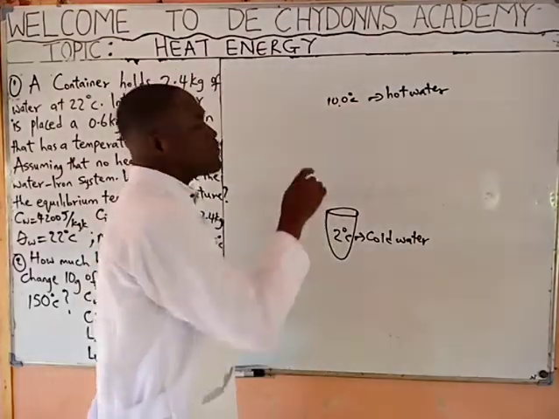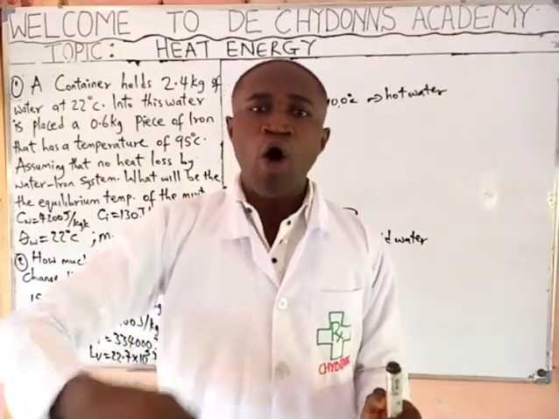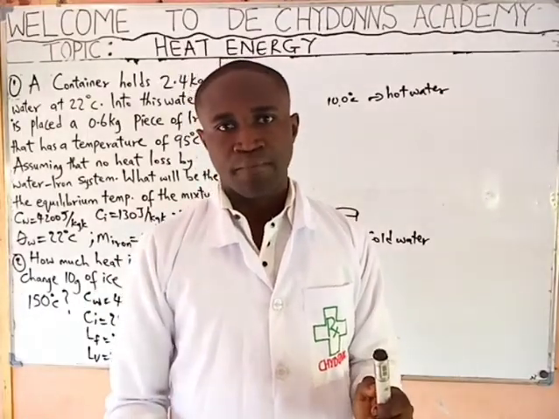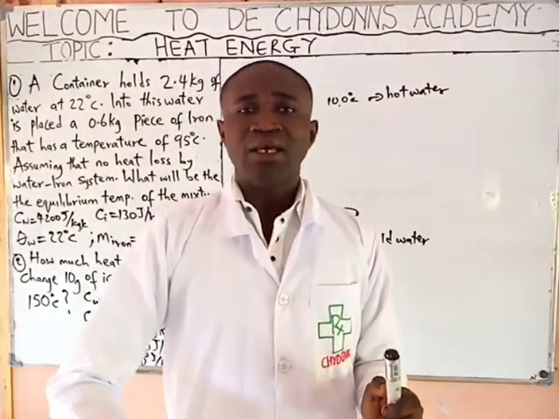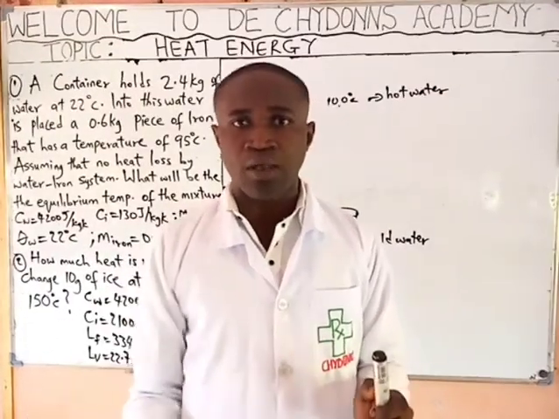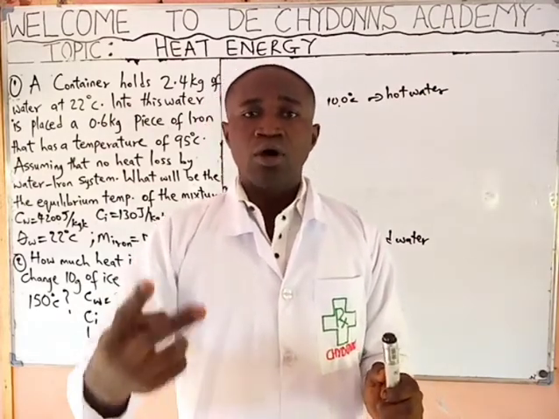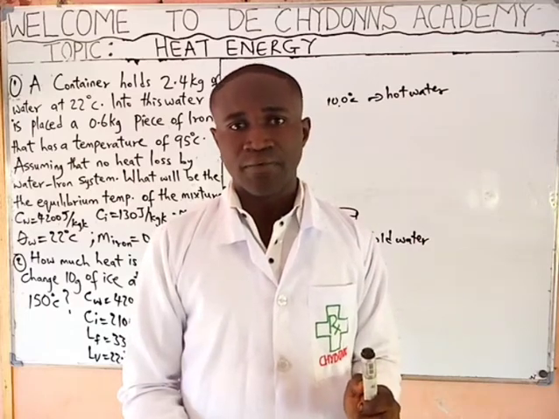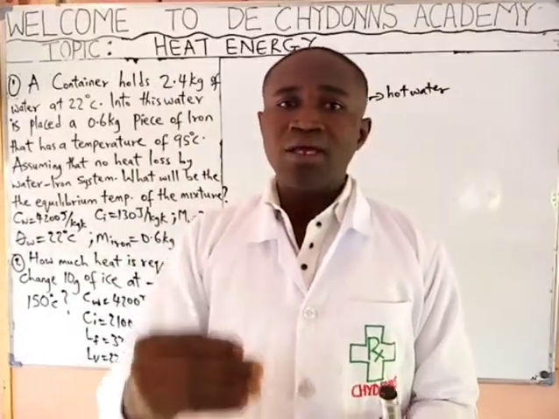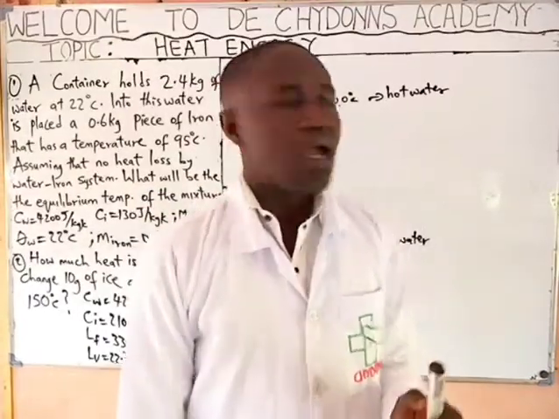It means that heat energy is transferred from hot water or hot body to cold body. This heat energy can be transferred from a hot object to a cold object by conduction, convection, or radiation. So we have established a fact that heat energy only moves from a hot object or hot substance to a cold substance, as you can see.